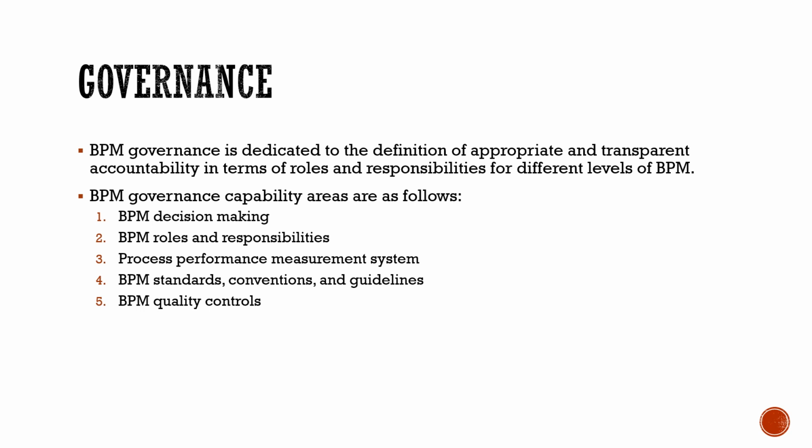A process performance measurement system is required for the efficient measurement of process performance. This capability area specifies who is accountable for measuring process performance, which procedures are to be followed for performing the measurements, and what supporting tools should be used. BPM standards, conventions, and guidelines must be clearly defined and documented to ensure consistency across BPM projects and the sustainability of the overall BPM program.